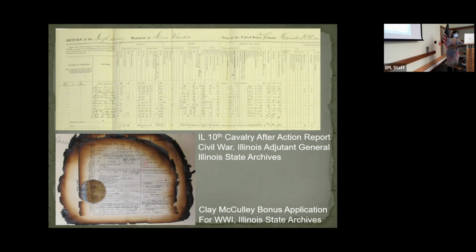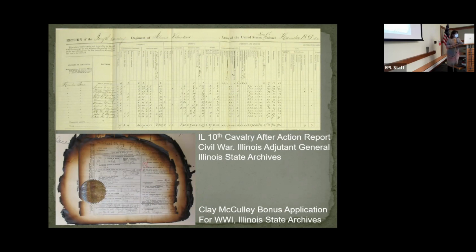I showed you a photo of Clay McCulley earlier. This is the application where his family was applying for his bonus, because as the family of somebody who's deceased, they were fully eligible for the full bonus payment because Clay had died. So they had to show that he had died. They had to provide a copy of his death certificate in with the application. And this is the charred remains of that. He had actually died in Phoenix. He had gone there for his health because his lungs were damaged after the war.